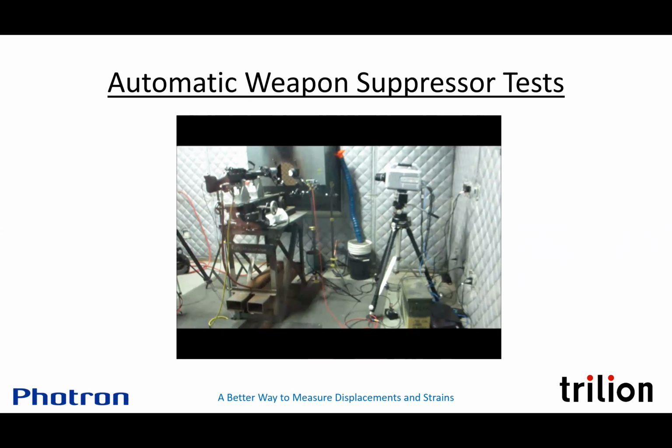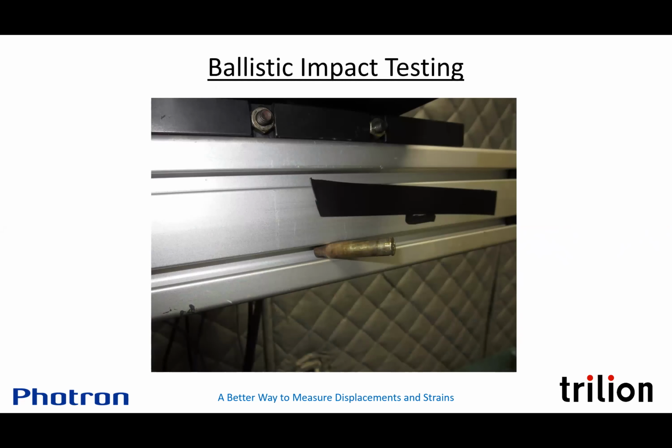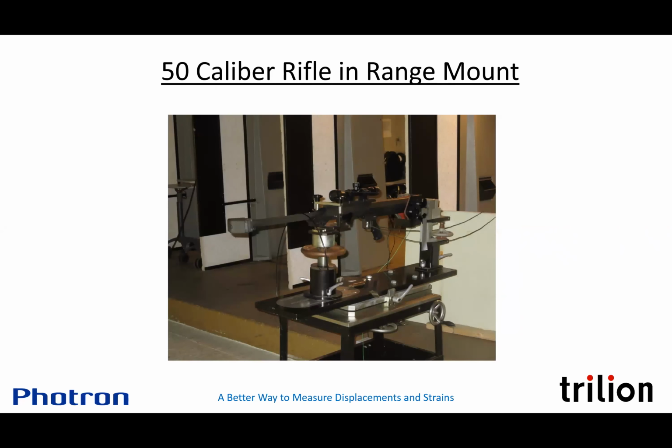I'm not going to play this video to save time, but we've got a couple of Photron cameras in a safe room looking at the response of a suppressor on a 50 cal automatic weapon. Whoops. Had a little event here. One of the shell casings, this really happened, got embedded in our camera bar, luckily not in the Photron camera. Shane does have stories to tell about unfortunate events with Photron cameras. This is a 50 cal rifle on a range mount up at West Point.